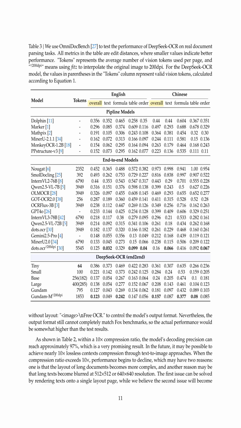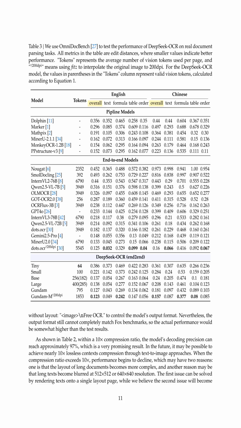OCR. As shown in Table 2, within a 10x compression ratio, the model's decoding precision can reach approximately 97%, which is a very promising result. In the future, it may be possible to achieve nearly 10x lossless context compression through text-to-image approaches. When the compression ratio exceeds 10x, performance begins to decline, which may have two reasons.